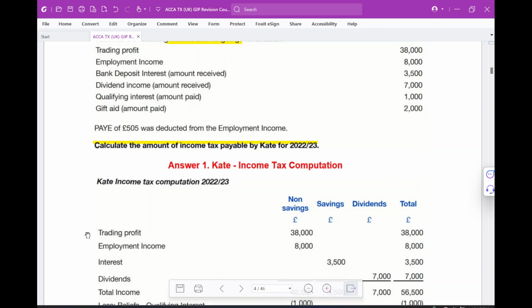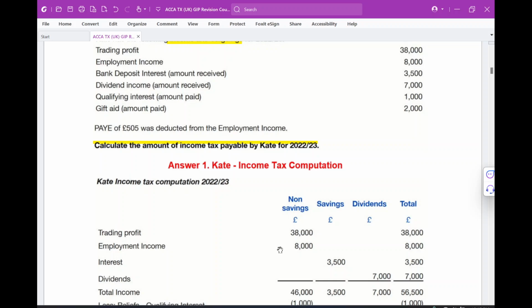You'll recall that our first job is very simply to populate the computation based on the 4 areas of income above. And to be honest, it's quite straightforward with this question. We see that the trading income is simply non-savings. This person, Kate, is carrying out a trade. It's certainly not income from savings of any kind. Outside of that, we see a small amount of employment income, 8,000. So these 2 items are pretty easy to slot in.